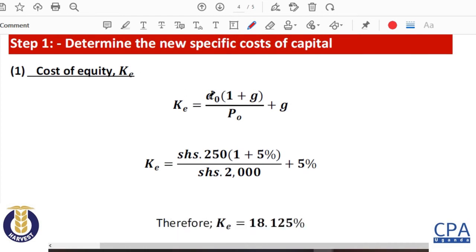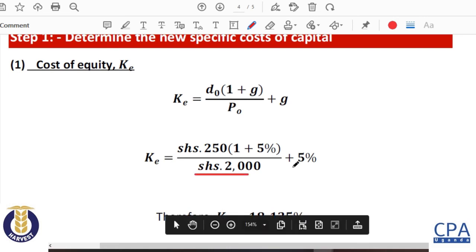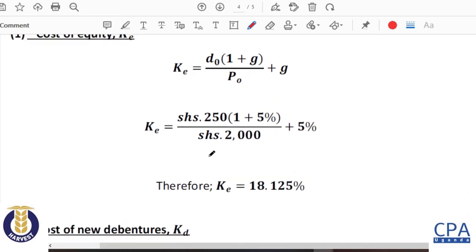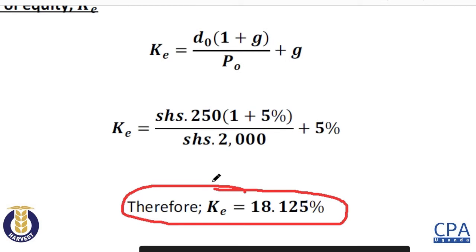So when you substitute in the place of DO, they have told us that the dividend comes to 250, so that's our 250 there. Then the growth rate has remained at 5%. Then the price, PO, has come to 2000. There's an increase in the price there. And then the growth rate will be added here on what you get, which is 5%. So at the end of the day, you come up with a cost of equity of 18.125. Please cross check and ensure that you have the same answer as mine.